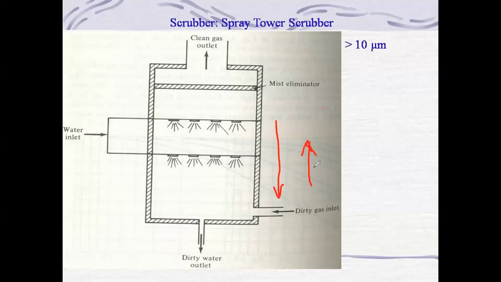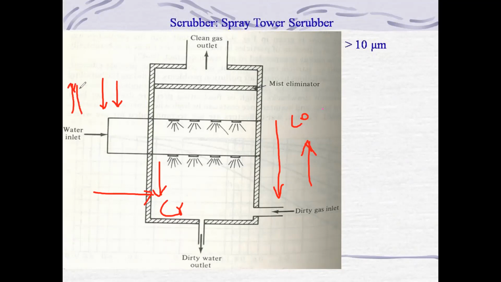When this kind of phenomenon is there, we can say it is a counter current. When the scrubbing liquid direction is from top to bottom and the gas direction is horizontal, you can say it is a cross current. And when the directions of the scrubbing liquid and the gas are the same, either downward or upward, you can say it is a co-current.